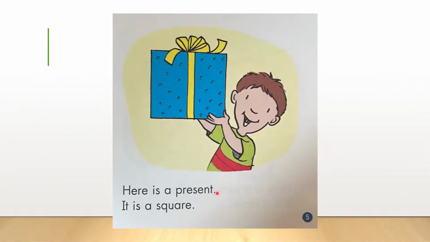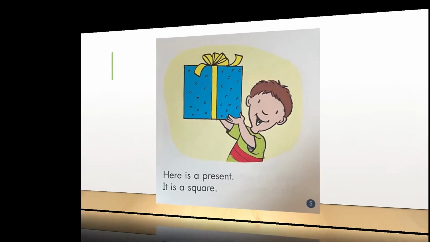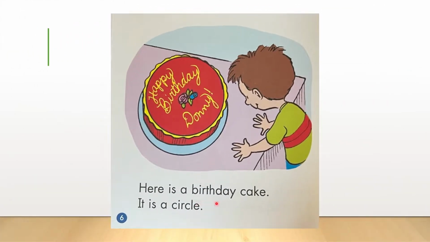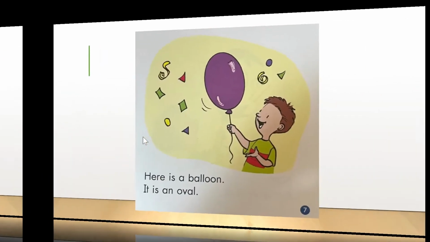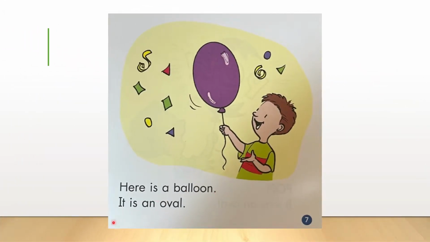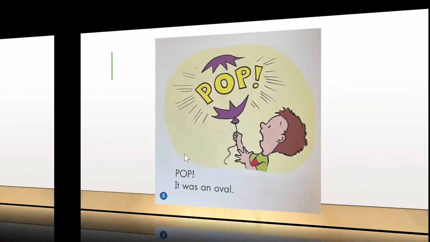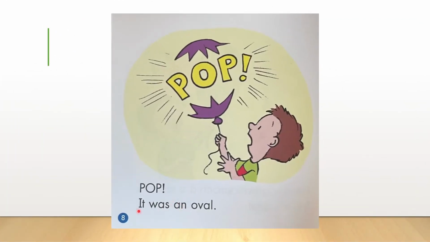Here's a present. It is a square. Here's a birthday cake. It is a circle. Here's a balloon. It is an oval. Pop. It was an oval.